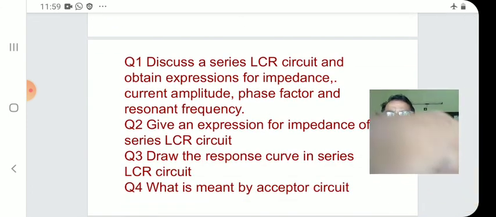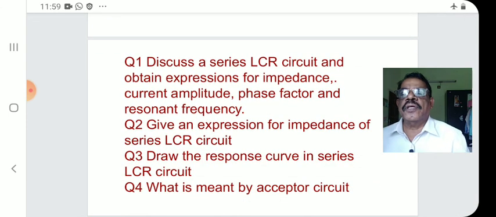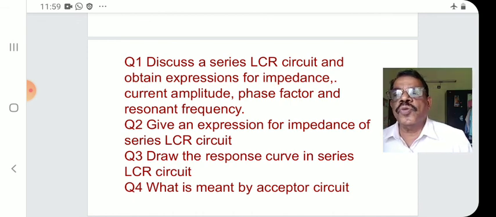And these are the probable questions from this series LCR circuit. The first question: discuss a series LCR circuit and obtain expressions for impedance, current amplitude, phase factor, and resonant frequency.